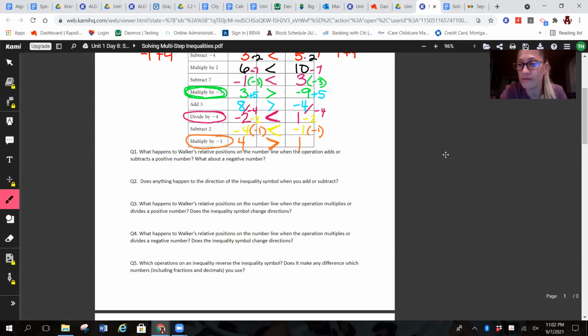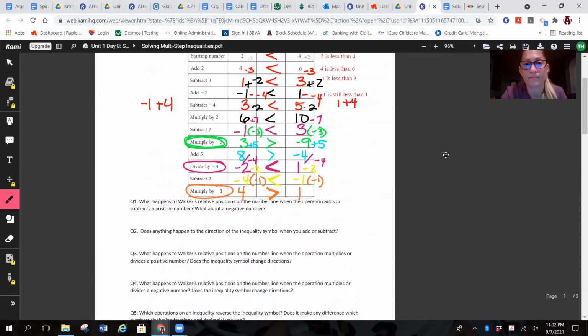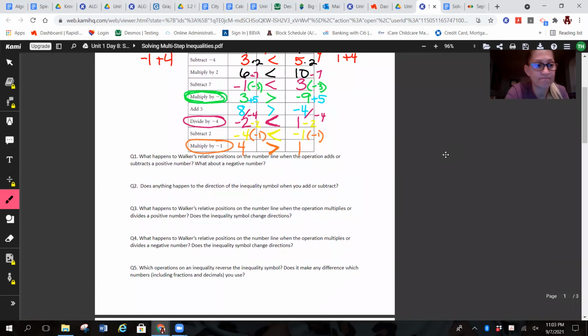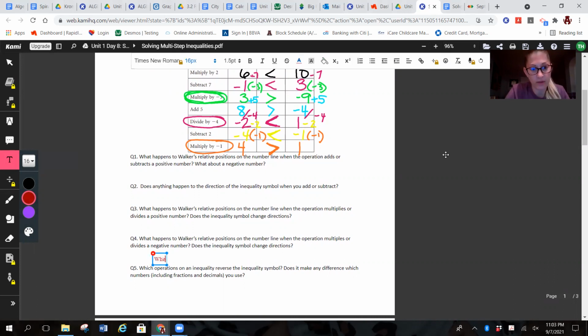So what's the moral of the story? When dividing or multiplying by a negative, remember the direction of the inequality sign changes.